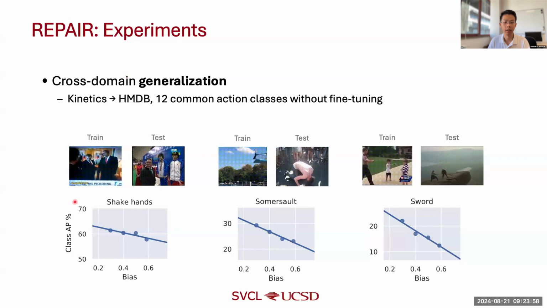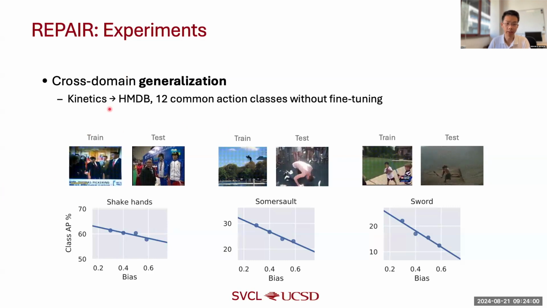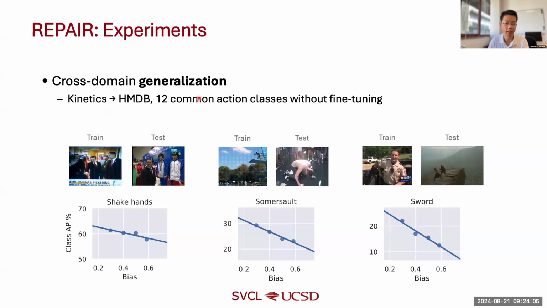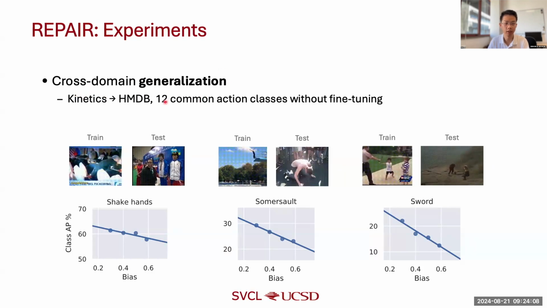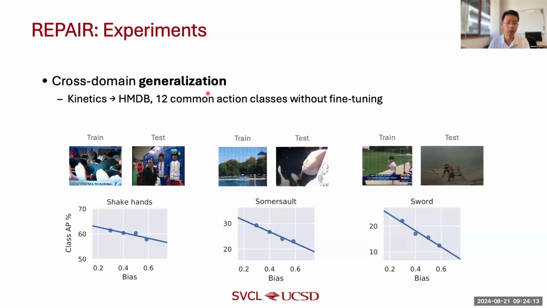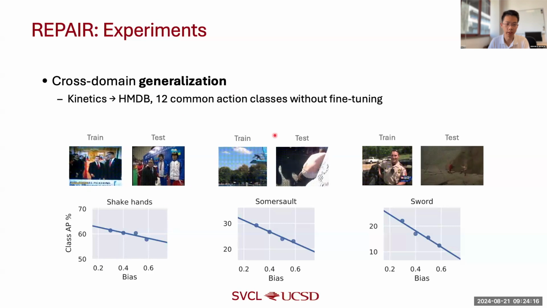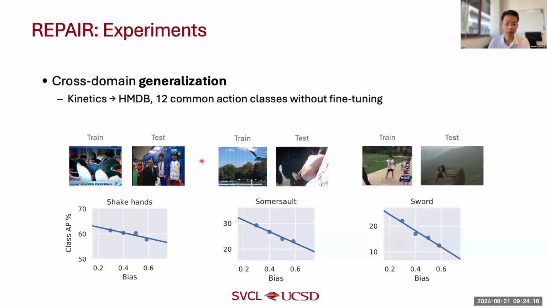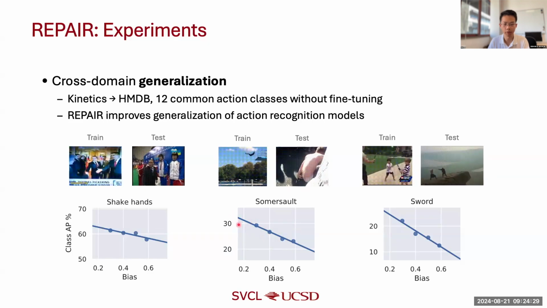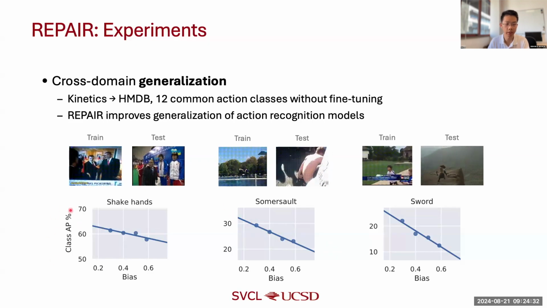features. So we constructed a cross-domain generalization experiment where we pre-trained models on Kinetics and then tested their accuracies on HMDB videos on the exact same action classes without any fine-tuning. There are 12 common classes, but I'm showing just 3 examples of them here. We also trained the models on resampled versions of Kinetics and made a plot of generalization accuracy, or AP, as a function of bias in the training data.